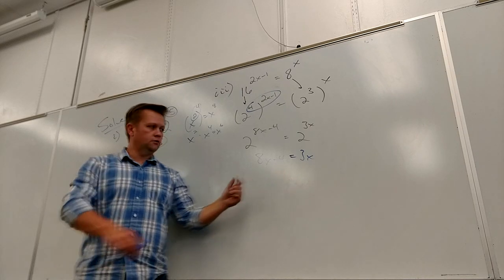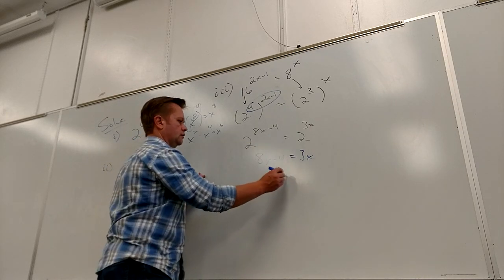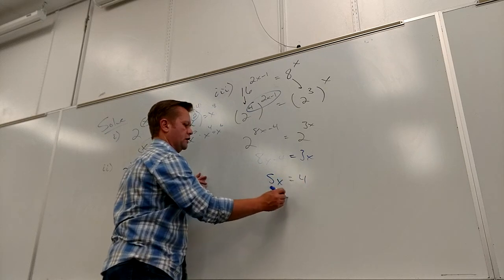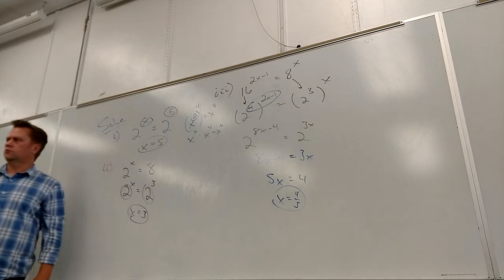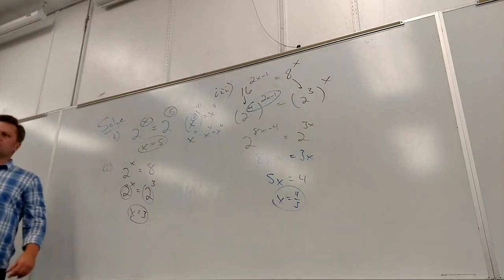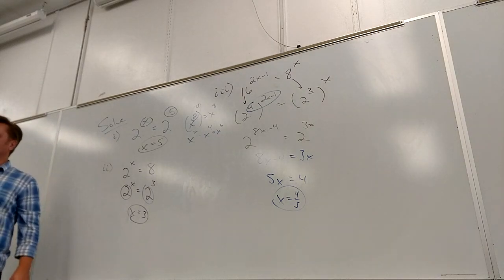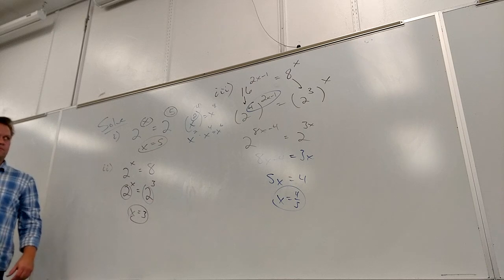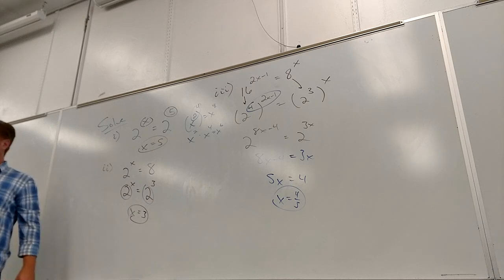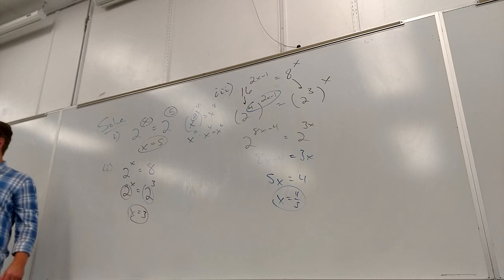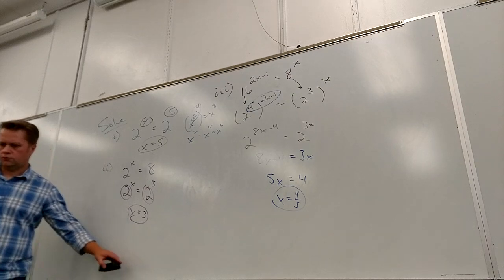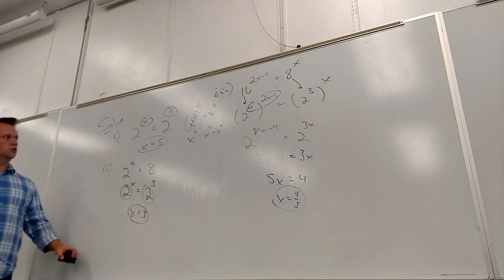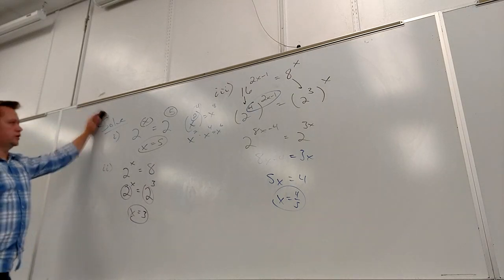So subtract 3x, add 4, divide by 5: 4/5. I never said it was going to be pretty. Let's try another one.